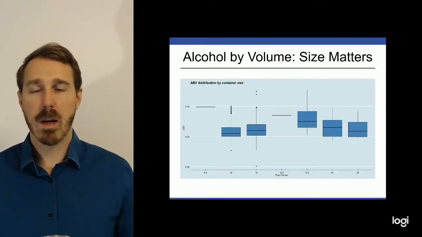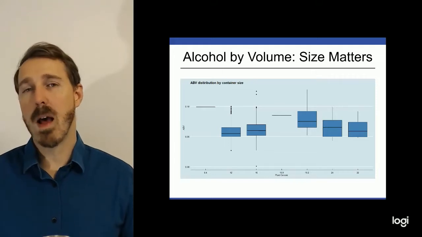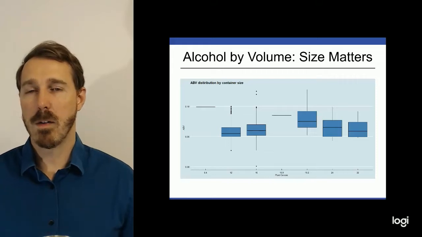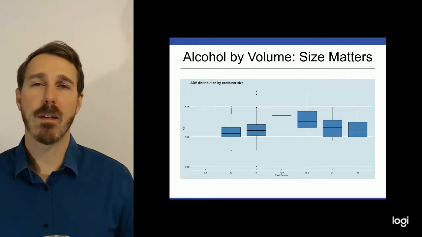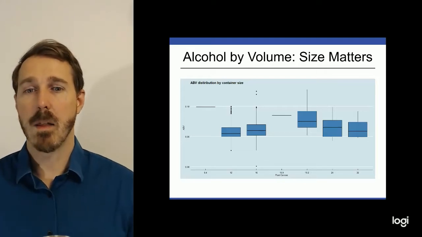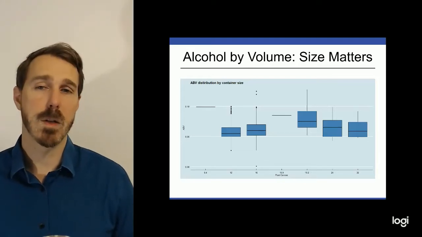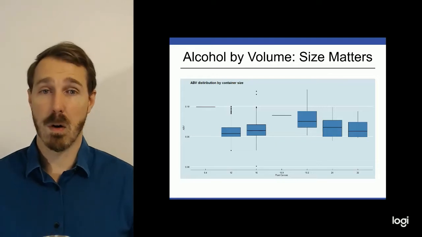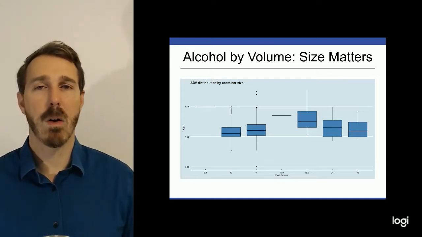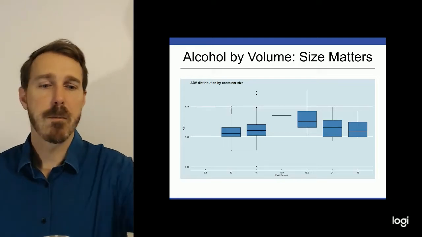Now we look at alcohol by volume and the fluid ounces of these beers. We see something interesting: you see these little slivers there for 8.4 and 16.9. That tells me that there's only maybe a handful of beers that come in those fluid ounces, and they look to be very strong beers. The normal 12-ounce can looks like it has the lowest median alcohol by volume.